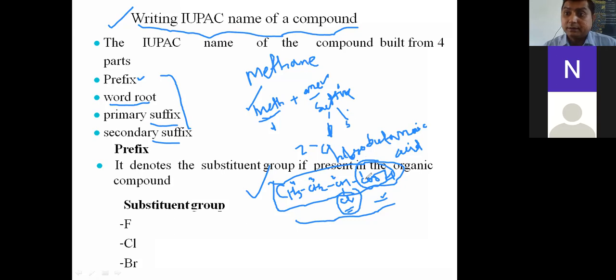The minimum number should go to the priority functional group. So the minimum number will go to the carbon of the carboxylic acid. The carbon of the carboxylic acid will be 1, then 2, 3, and 4. So number 2 goes to the chloro group. Okay, so its name would be 2-chlorobutanoic acid.